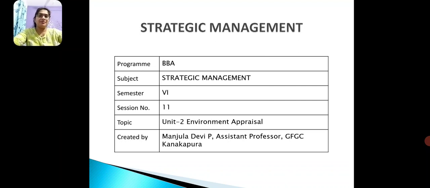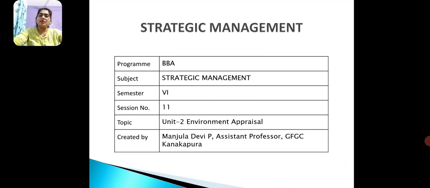In this session, I want to discuss Environment Appraisal in Strategic Management. It is there as a syllabus in BBA 6th semester, Bangalore University. And Environment Appraisal is in Unit 2.